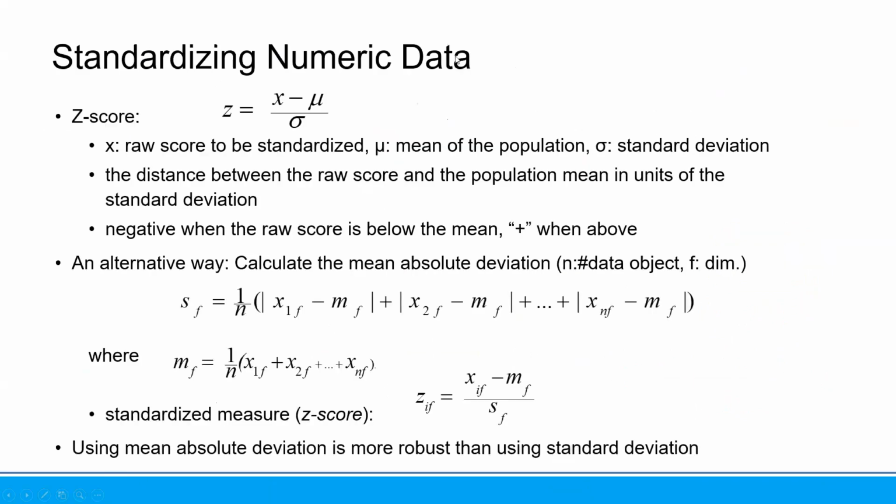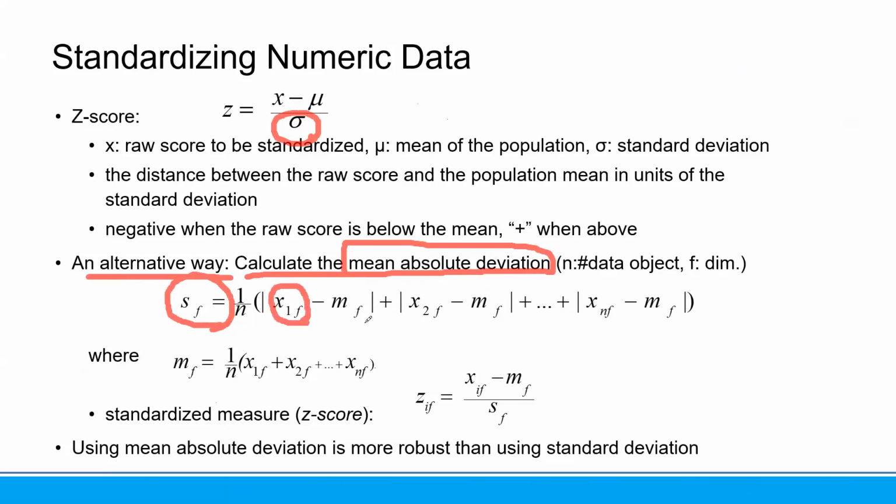There is an alternative. We can calculate the mean absolute deviation. It means that we do not use the standard deviation. Instead, we will use the deviation. The deviation means we want to check the raw score minus the mean.